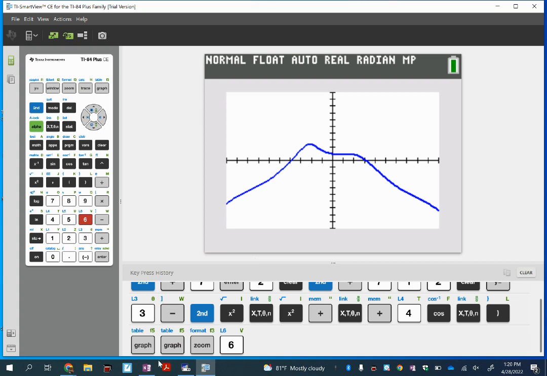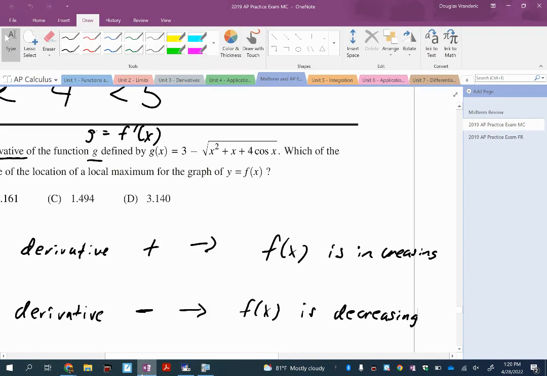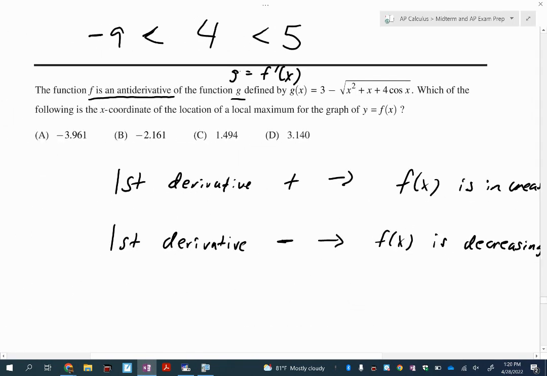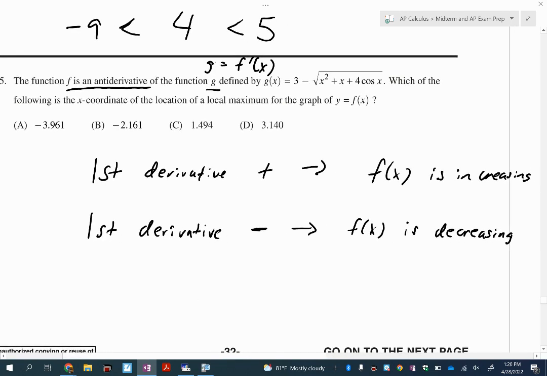Okay, so remember what we just wrote down: this is the derivative. And we're trying to figure out where there is a local maximum. If you think about sketching a maximum, that means I'm increasing and then decreasing. So increasing to decreasing would be a maximum. So I need to look at where my first derivative graph is going from positive to negative.